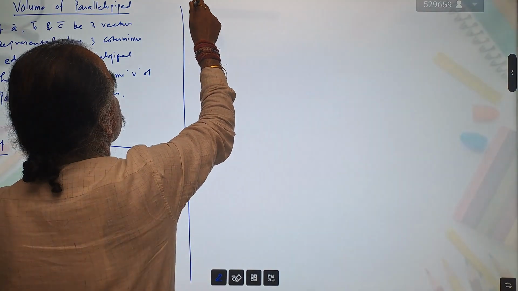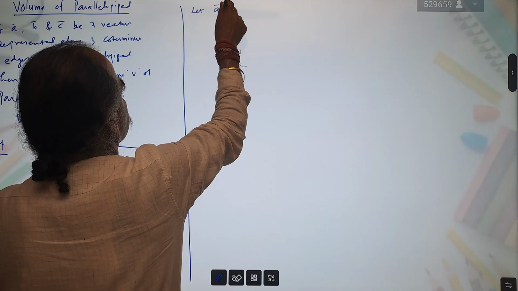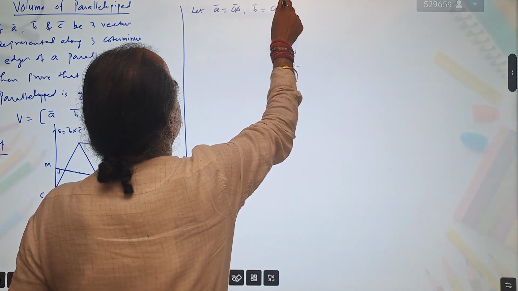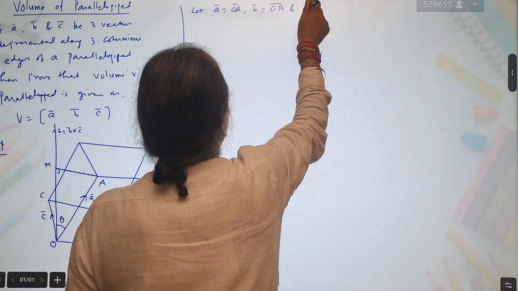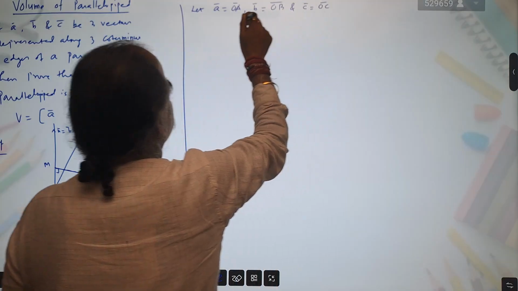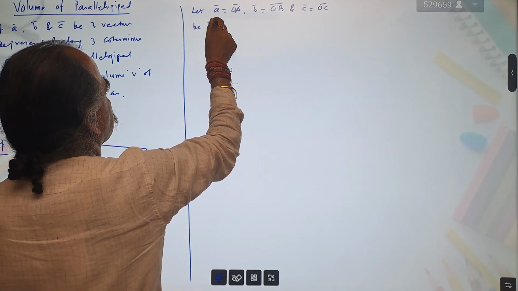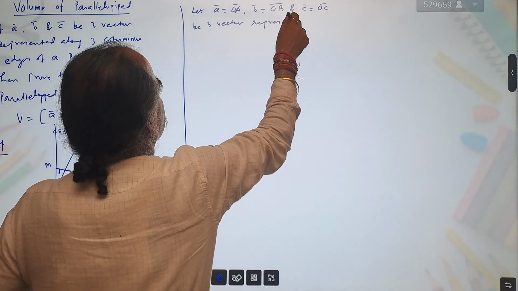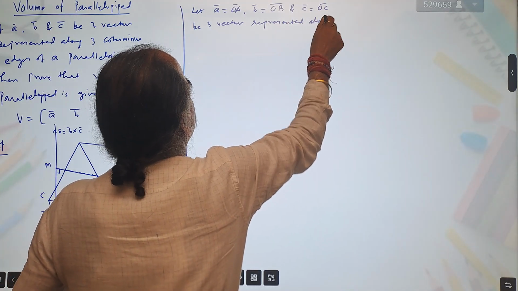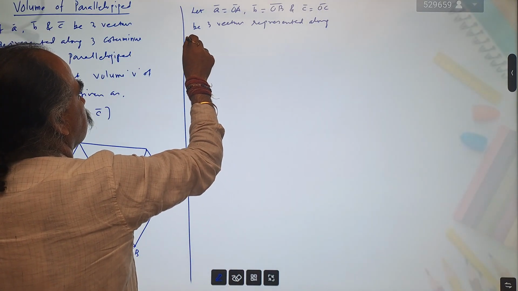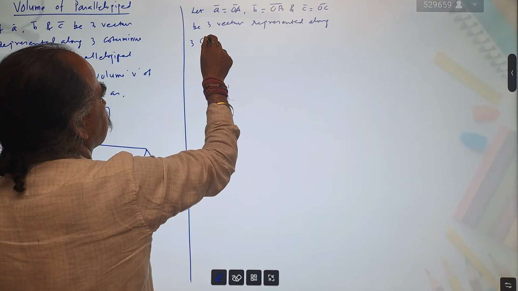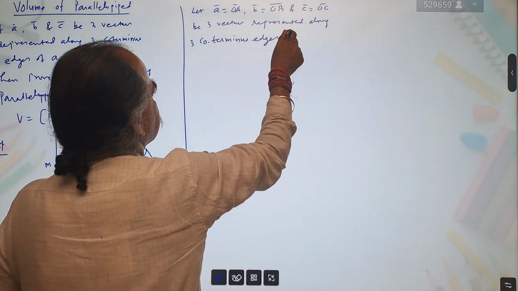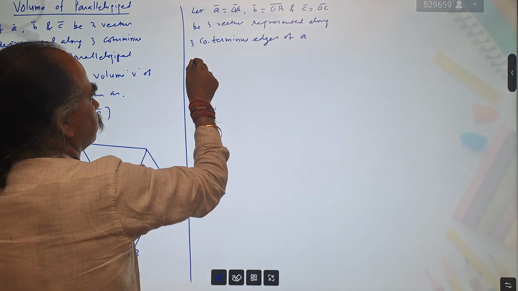See the proof. Let A bar is equal to OA bar, B bar is equal to OB bar, and C bar is equal to OC bar, be three vectors represented along three concurrent or coterminous, one and same thing, coterminous edges of a parallelepiped.